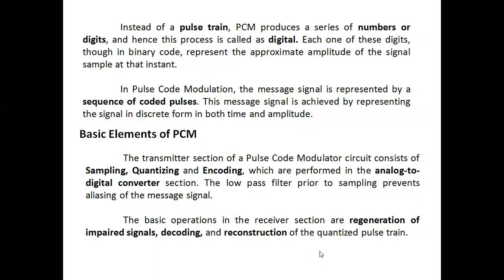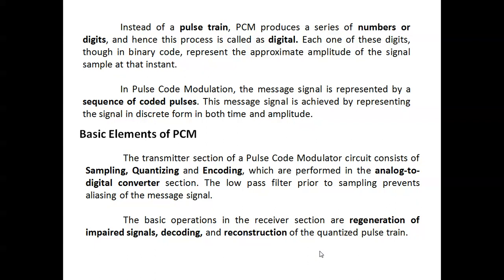The binary code represents approximately the amplitude of the input signal. The pulse code modulation message signal is represented by a sequence of coded pulses. So what are the basic elements of PCM?